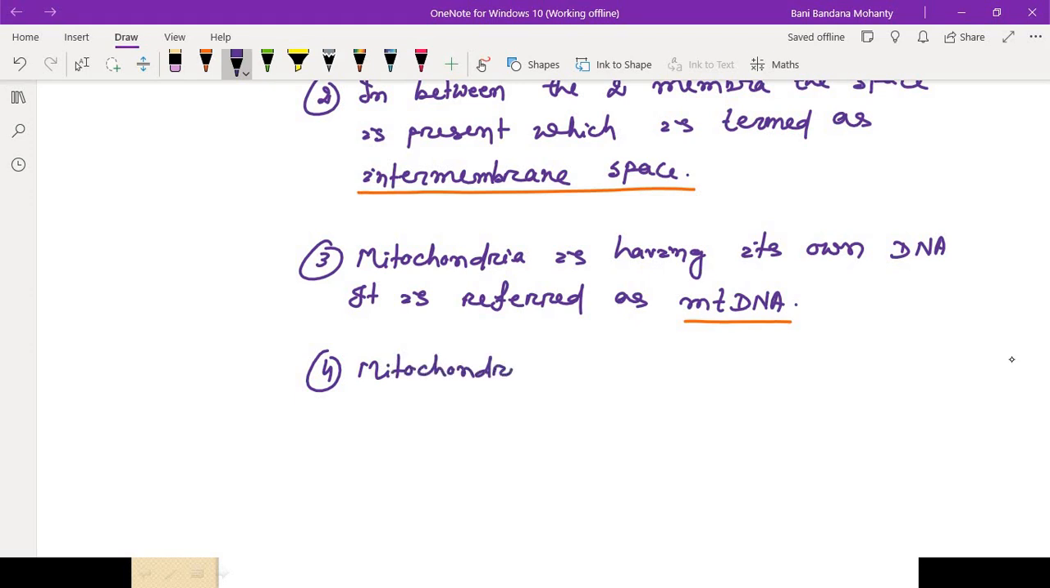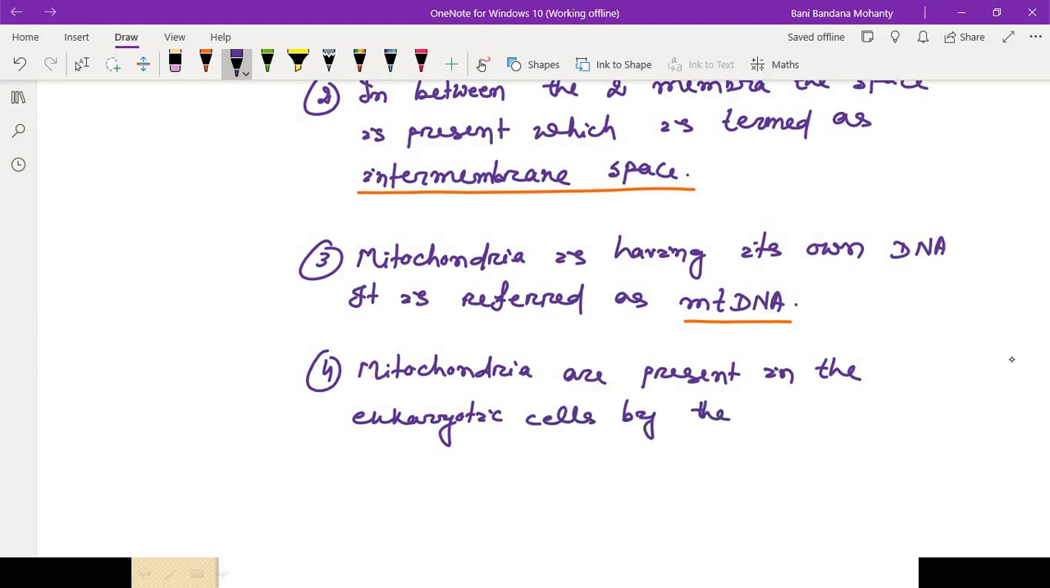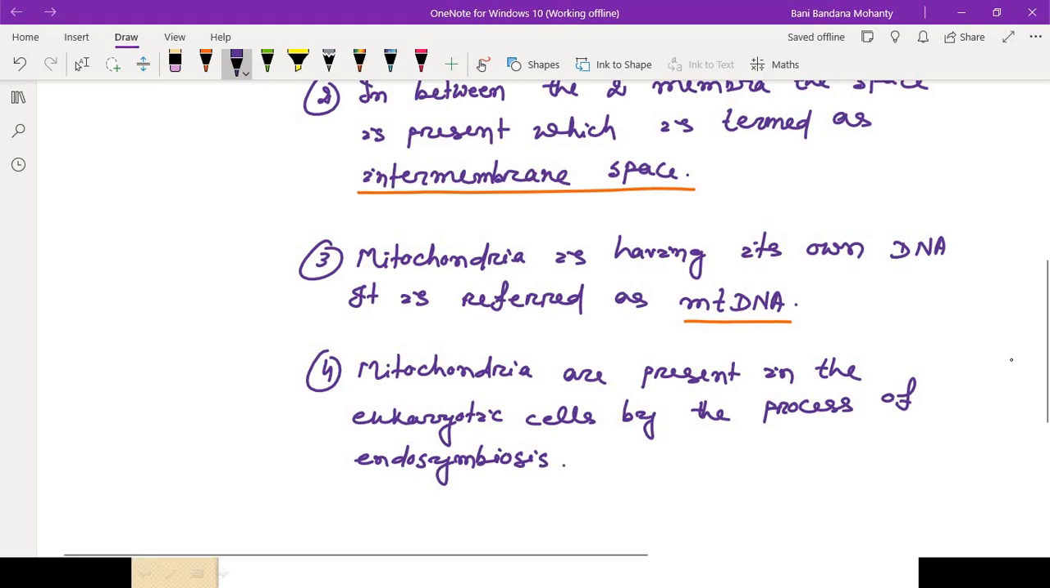Mitochondria are present in the eukaryotic cells by the process of endosymbiosis.